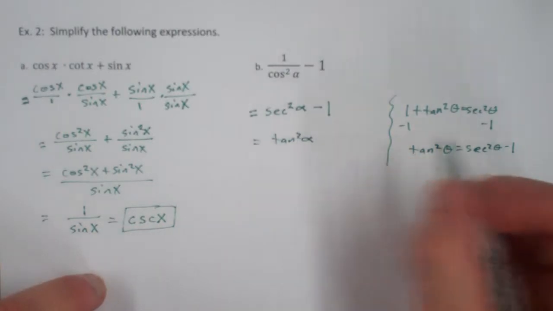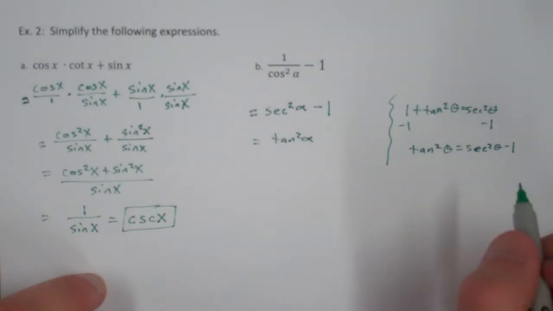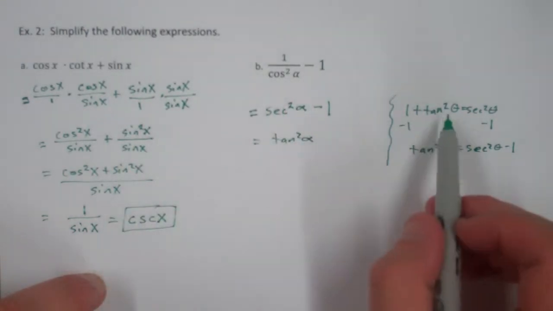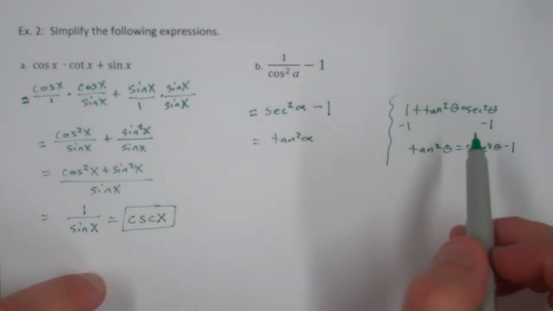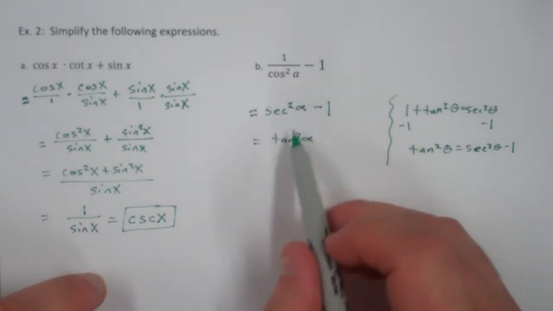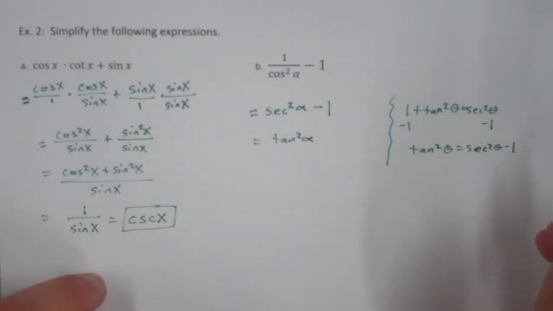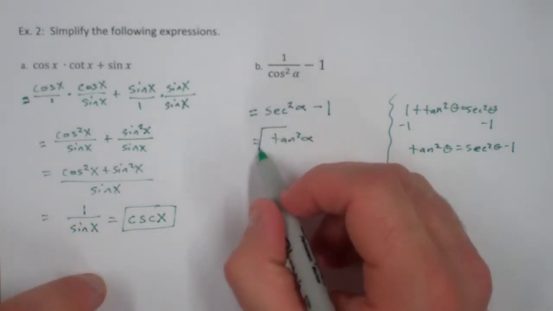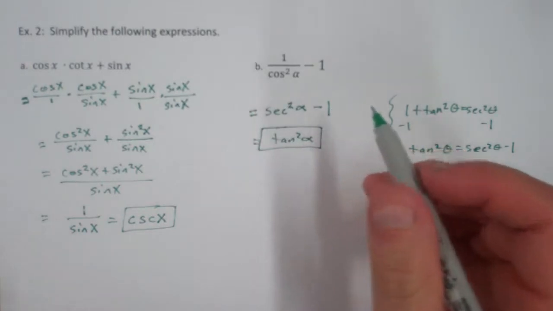And this time it's alpha here. The variable is just the variable. You could have also taken the secant squared out and substituted 1 plus the tangent squared. The 1 minus 1 would be 0, and you'd be left with the tangent squared. This is as simple as we can get. We're all finished with B.